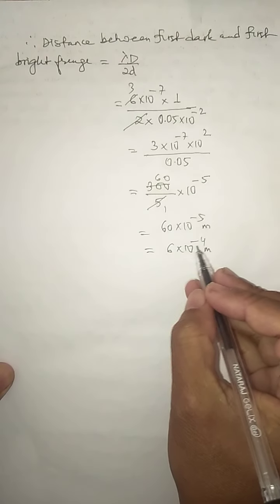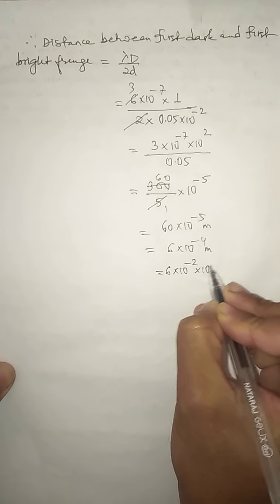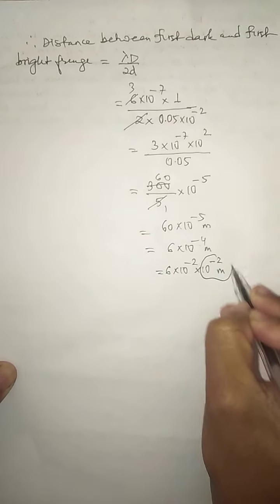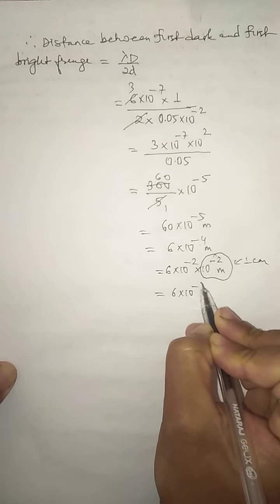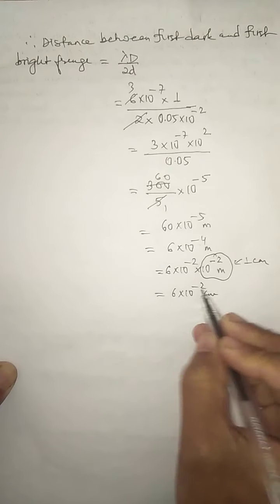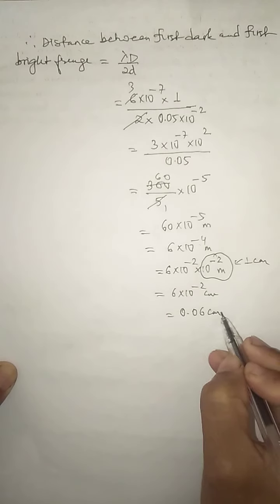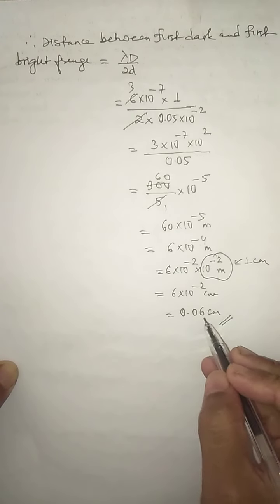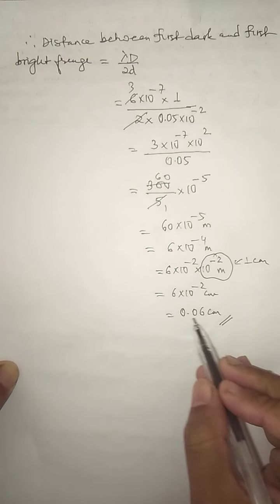Now I break this power as 6 into 10 to the minus 2, and 10 to the minus 2 meter means actually 1 centimeter. So it can be written as 6 into 10 to the minus 2 centimeter, which means 0.06 centimeter. So we can leave the answer as 0.06 centimeter, because this distance is very, very small, so we write in the smaller unit. So the distance between the first dark and the first bright ring is very small, which is 0.06 centimeter.